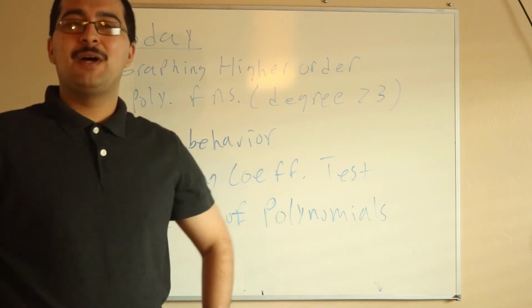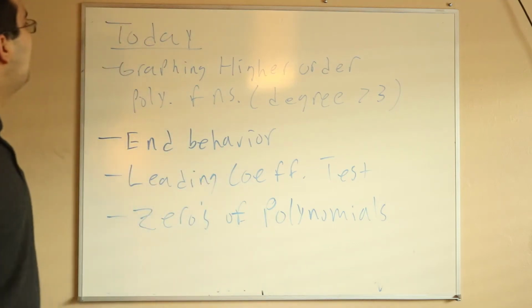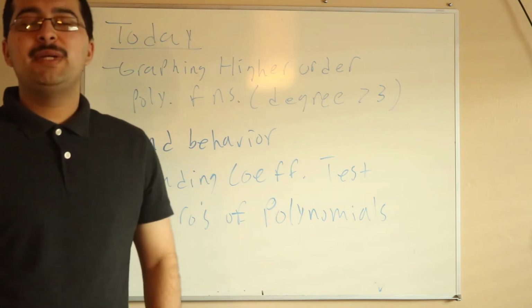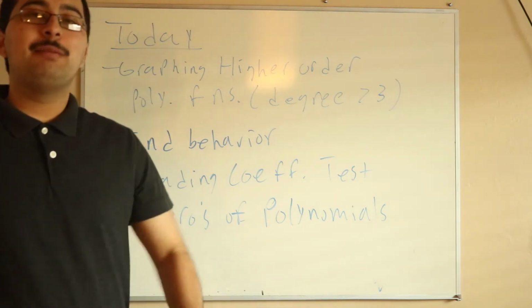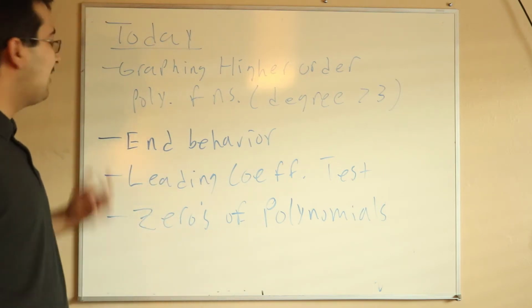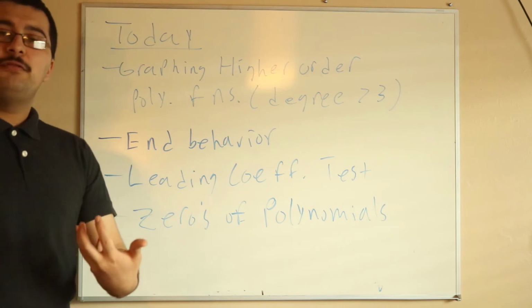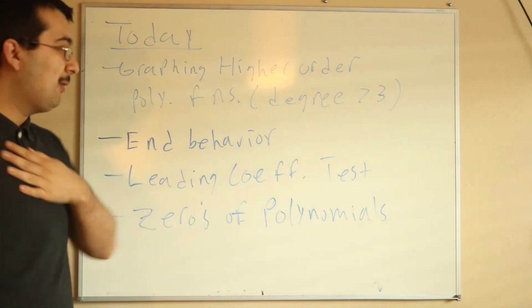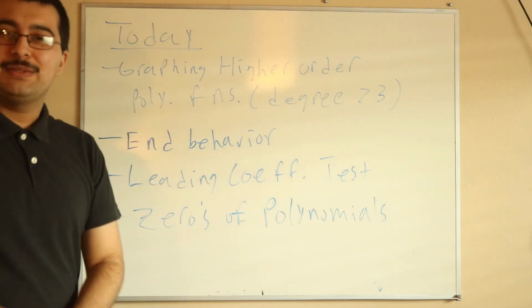Hello everybody. So, today's lecture, we are going to talk about graphing higher order polynomials. And all higher order means is pretty much any polynomial with a degree bigger than 3. Okay, and in addition to that, we're going to touch upon the topics of end behavior, the leading coefficient test, and then we'll talk about zeros of polynomials. So, let's go ahead and get on into it.